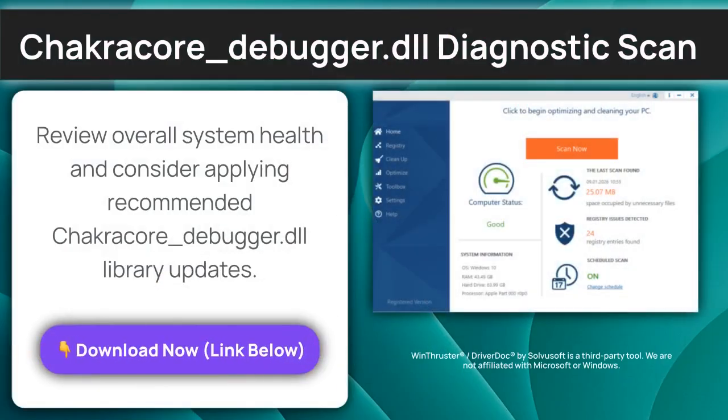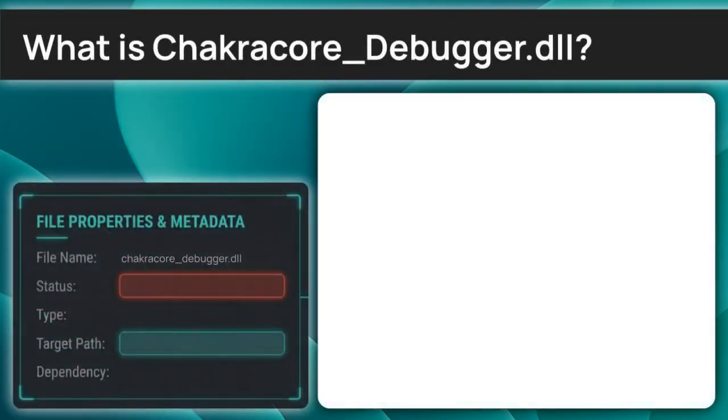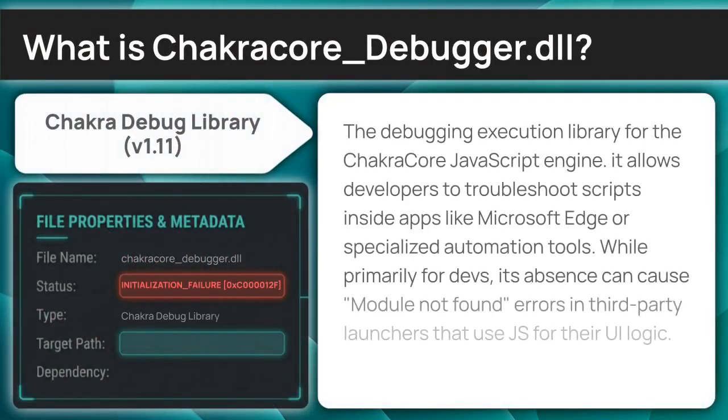This is the ChakraCore Debugger module, the debugging execution library for the ChakraCore JavaScript engine. It allows developers to troubleshoot scripts inside apps like Microsoft Edge or specialized automation tools. While primarily for devs, its absence can cause module not found errors in third-party launchers that use JS for their UI logic. Since we've covered what this file is, let's move to the primary fix.